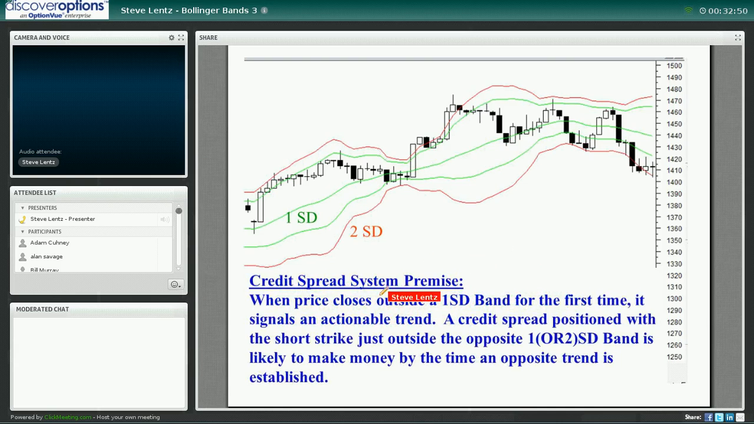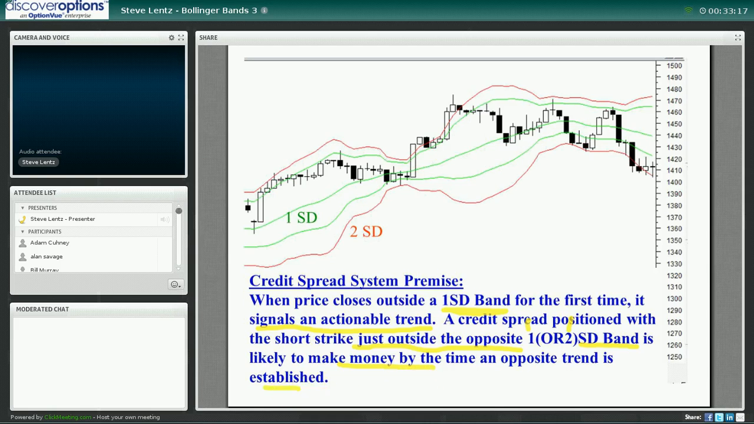All right, here's the premise. When price closes outside of a 1 standard deviation band for the first time, it signals an actionable trend. A credit spread positioned with the short strike just outside the opposite band, either the 1 or the 2, is likely to make money by the time an opposite trend is established.